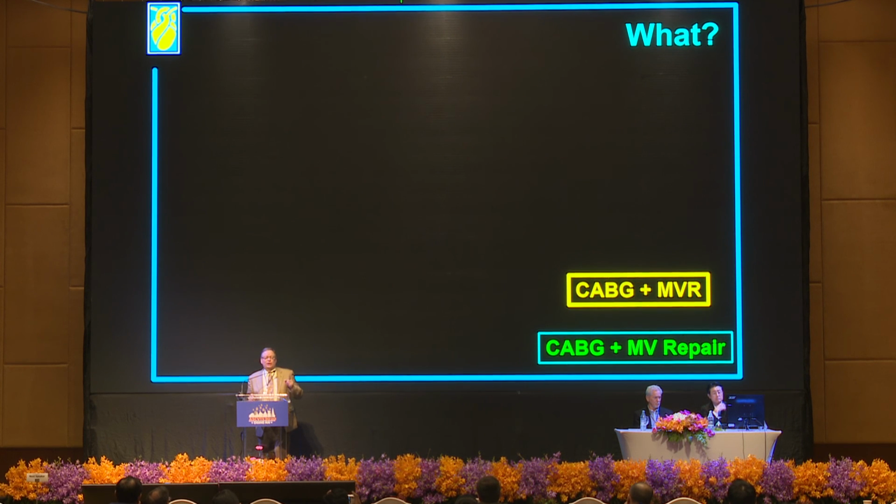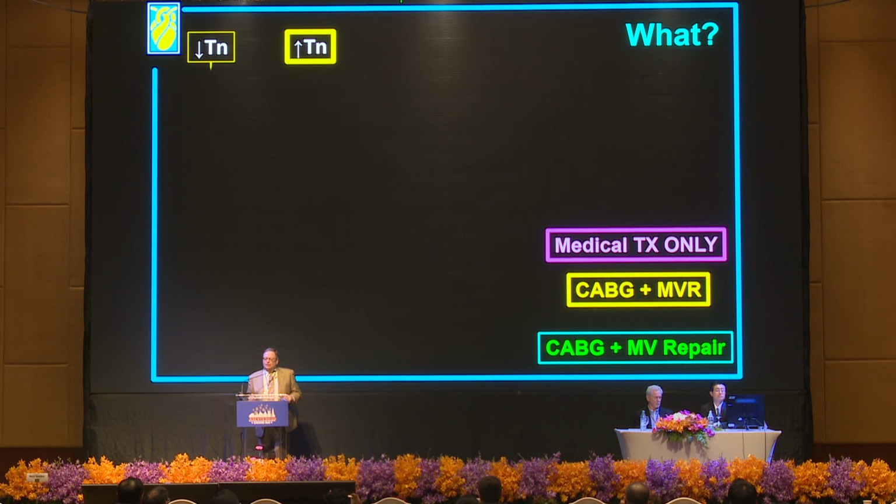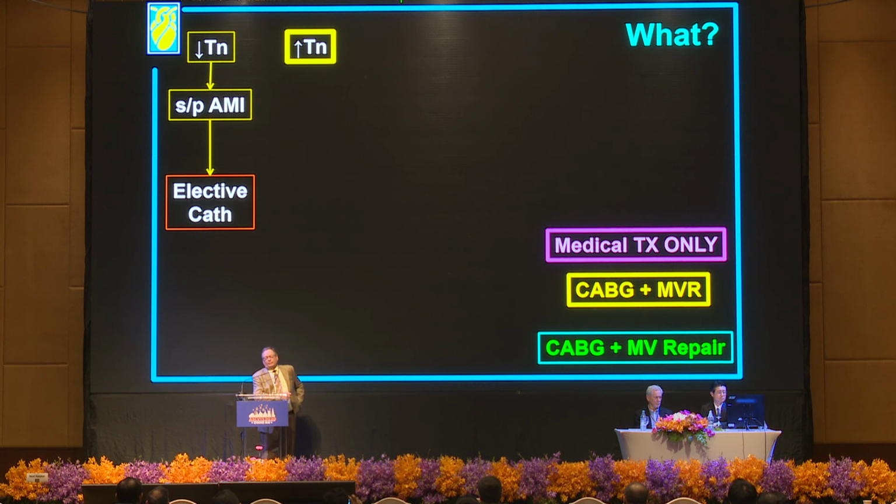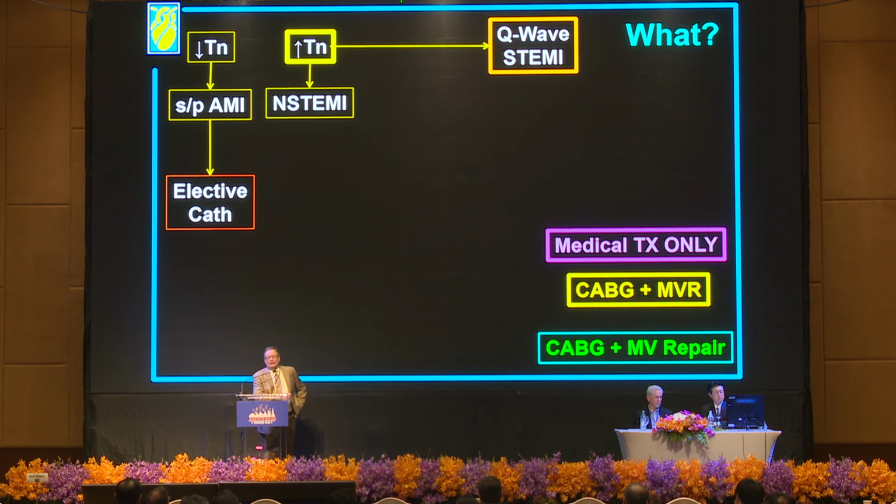As I told you, there's a very rare circumstance, which I've seen 3 times in my career, when you should not operate on the patient at all, and they will survive. So basically, if the patient comes in and does not have troponin elevation, that means they have old ischemic disease. And so they're well status post MI, and they can have an elective cath, and that's what they're going to do. But if they come in with an elevated troponin, they fall into one of 3 categories. They either have a Q wave MI, a ST elevation MI, or a non-STEMI.